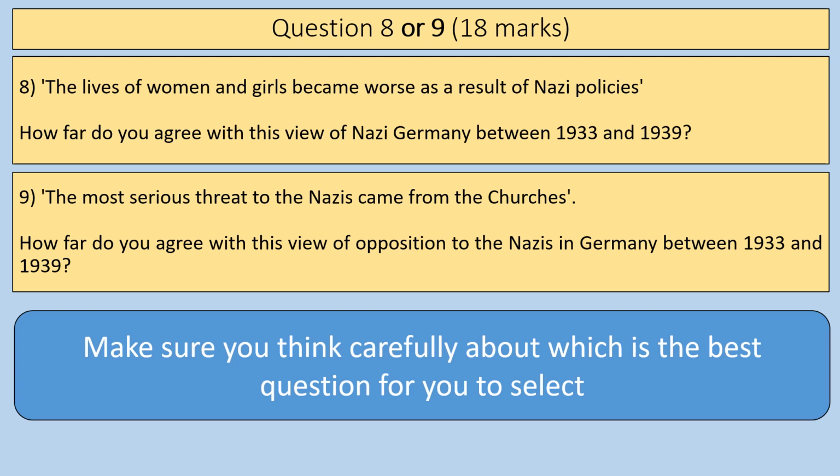And then similarly, question 9, the most serious threat to the Nazis came from the churches. How far do you agree with this view of opposition to the Nazis in Germany between 33 and 39? And again, chronological understanding is important for this question. So obviously it's only opposition between 33 and 39, so therefore you couldn't write about the White Rose or the Stauffenberg plot, for example. So it's just really important to get your chronology correct.